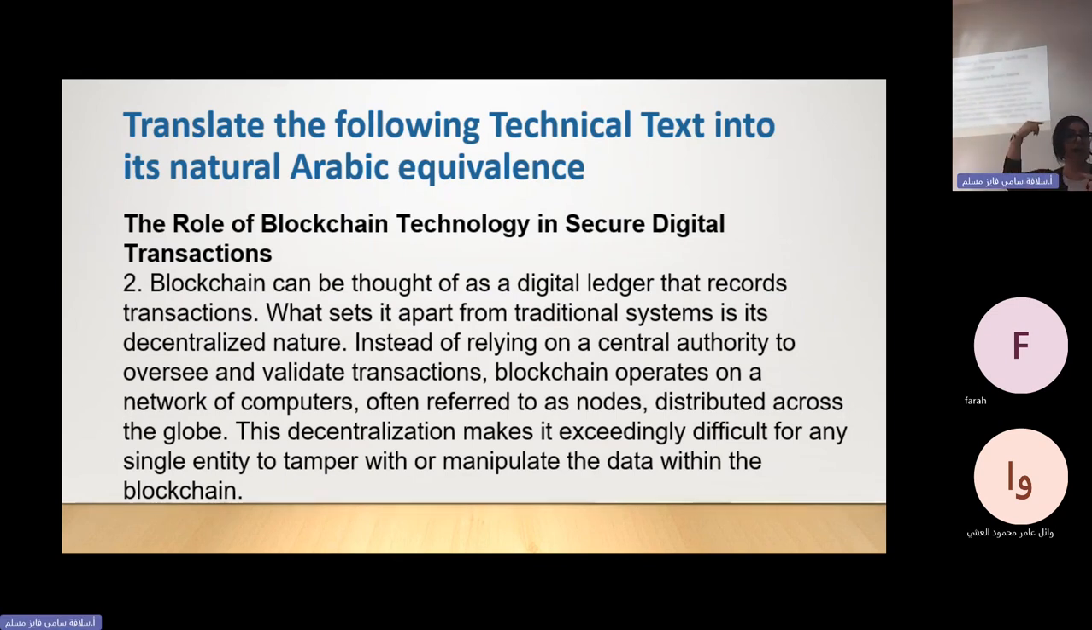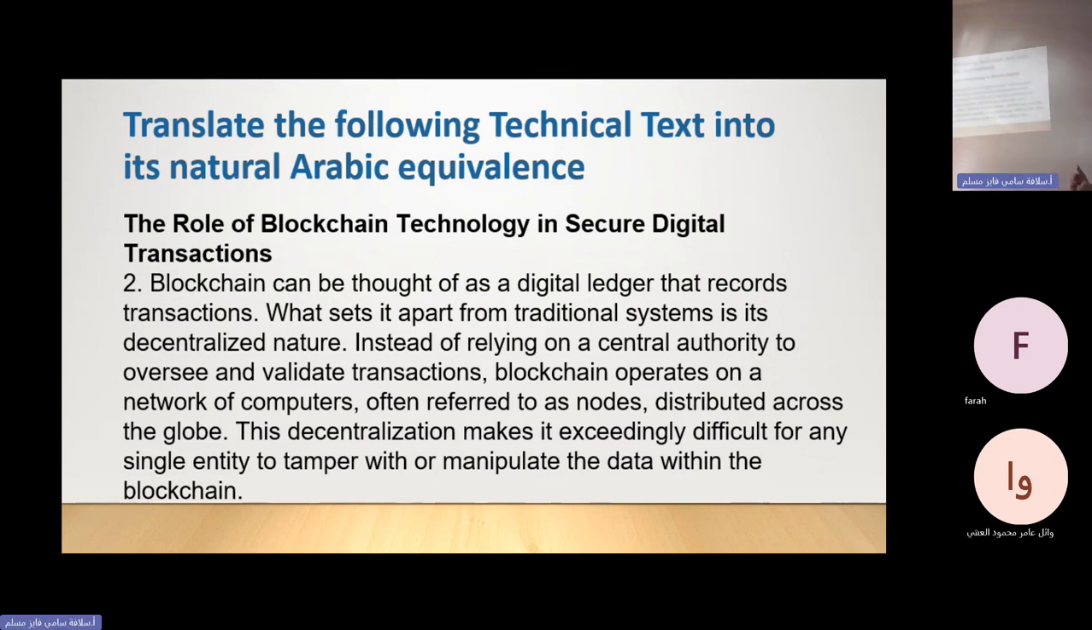Alright, let's do the next one. Part 2, continuing the first text. Blockchain can be thought of as a digital ledger. That records transaction. شو بتتوقعوا كلمة ledger بتعني؟ What sets it apart from traditional systems?